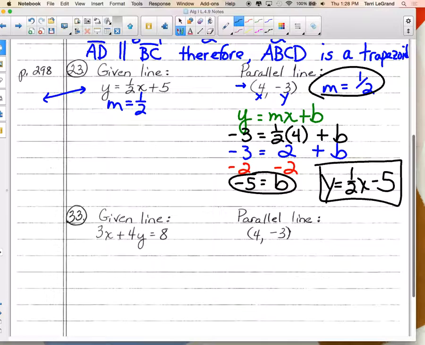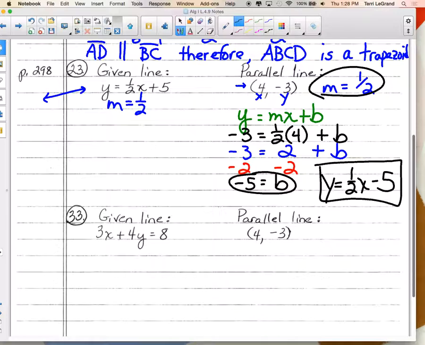Oh, but wait a minute. Just now you're feeling so good about yourself, you got parallel lines. What else has to be true? Well, yeah, they wouldn't be parallel if they didn't have different y-intercepts. What else has to be true?